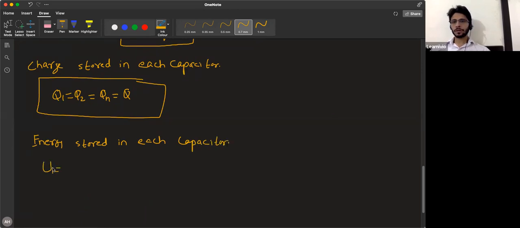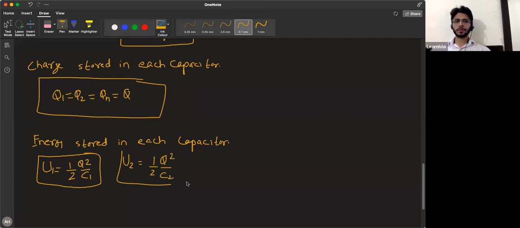U1. Just tell me one expression for calculating energy. One is half CV square. You can also use Q square by C. So energy stored in the first capacitor is half Q square by C1. Energy stored in the second capacitor is half Q square by C2. You can also calculate energy stored in the nth capacitor as half Q square over Cn. This is the energy stored.